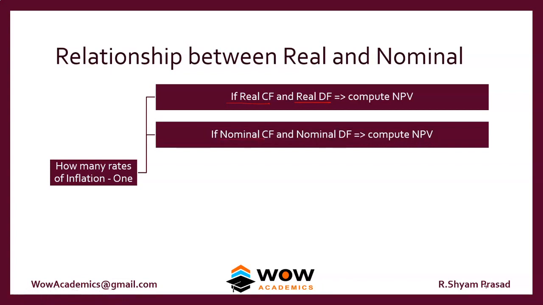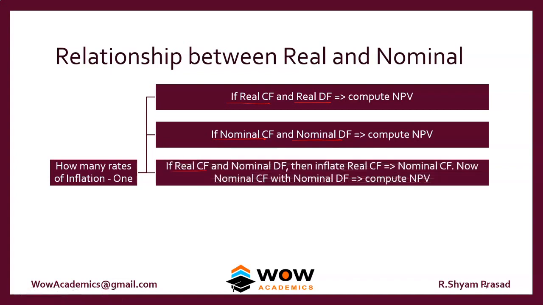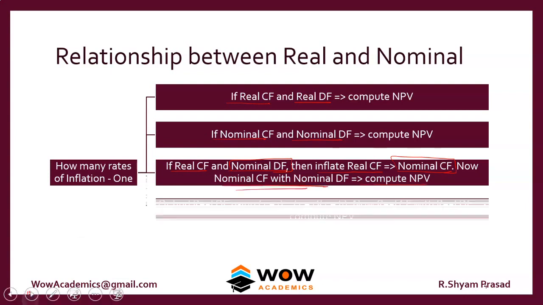If you have nominal cash flow and nominal discount factor, you can get NPV directly. If you have a real cash flow and nominal discount factor, then you can inflate the real cash flow and arrive at the nominal cash flow. So you already have the nominal discount factor. You have now computed nominal cash flow. With both these, you can now compute the NPV.